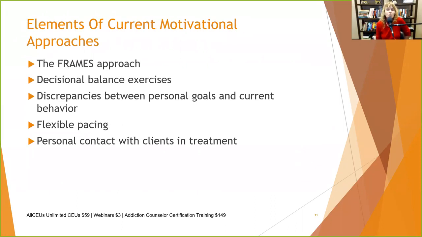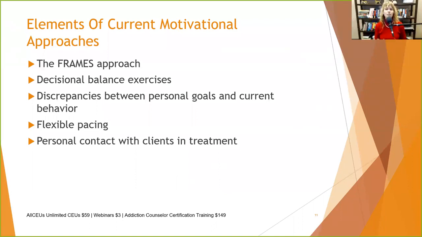Elements of current motivational approaches include the FRAMES approach, decisional balance exercises, helping clients identify discrepancies between personal goals and their current behavior, and flexible pacing. They're going to ebb and flow some. Other things are going to come up in their life. They're going to need to slow down sometimes. Some tasks or steps are going to be more challenging than others, so they may take some more time. Each step is not necessarily equal. So we need to be flexible with what the person needs and how well they're doing it, not just push them through and say, well, this is 10 weeks, you're in and you're out.